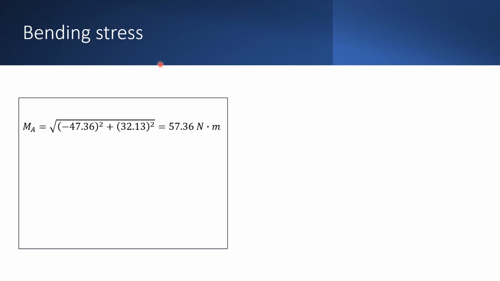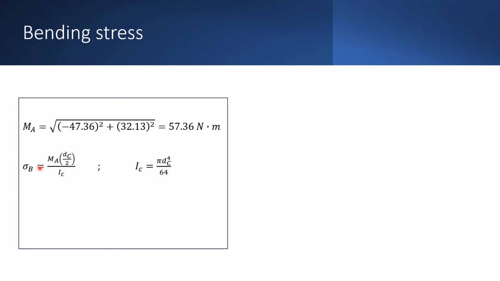After we draw the shear force and bending moment diagrams, we can note that point A has the greatest total bending moment. So MA is equal to square root of minus 47.36 squared plus 32.13 squared. And MA is 57.36 Newton meter.